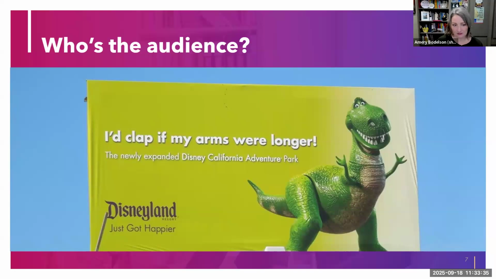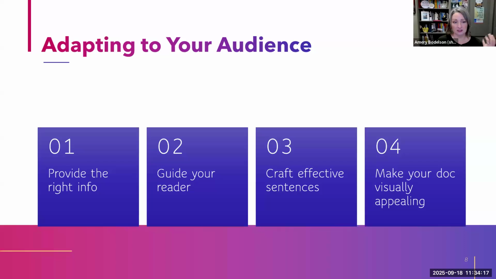The newly expanded Disney California Adventure Park, Disneyland Resort just got happier. Again, the color, the character, the logo of Disneyland probably going to immediately appeal first to children because it's going to be a character they're familiar with, and then to parents who are familiar as well. So people who are in the process of possibly planning a family vacation, and there's not as much going on in this one as the previous one, a little bit quicker, easier to read. And Disneyland, from what I've heard, I've never been, but it's expensive. So you are assuming, again, a certain income level for your audience who's getting this message.